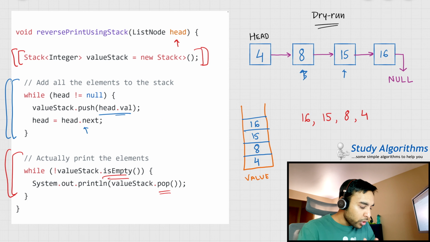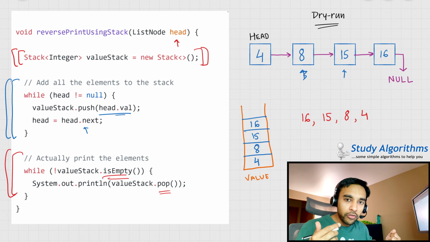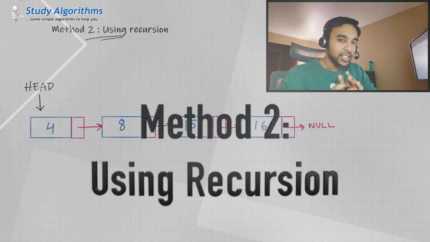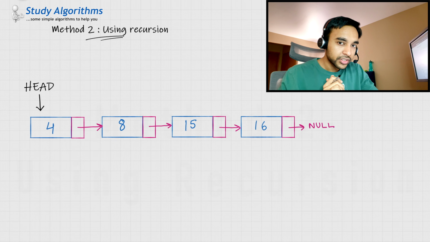But this code may seem a little long to you, and you may feel that there might be a shorter way to achieve the same result. Yes, and you can do that using the recursion based algorithmic paradigm. To print the list using recursion, you must first understand how recursion actually works.